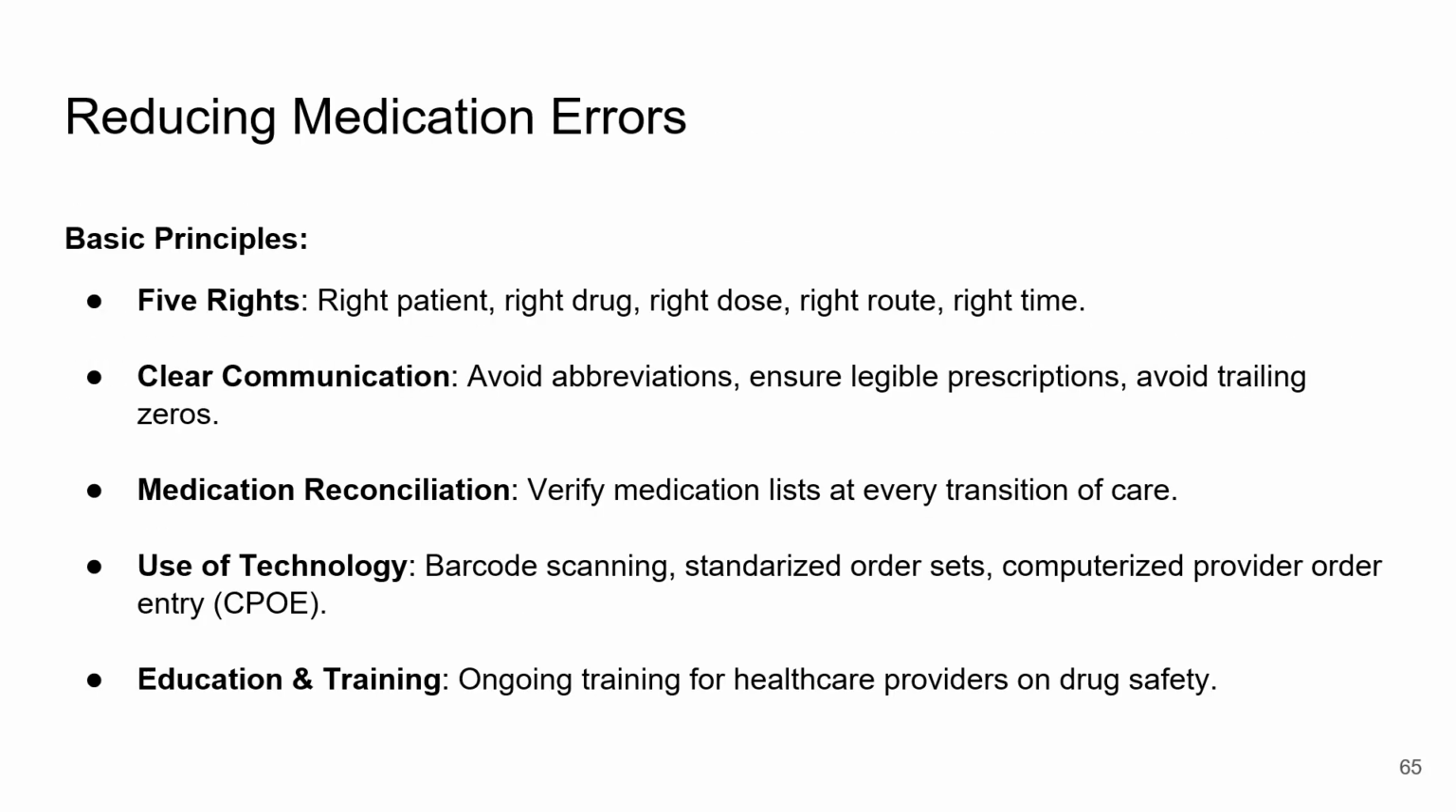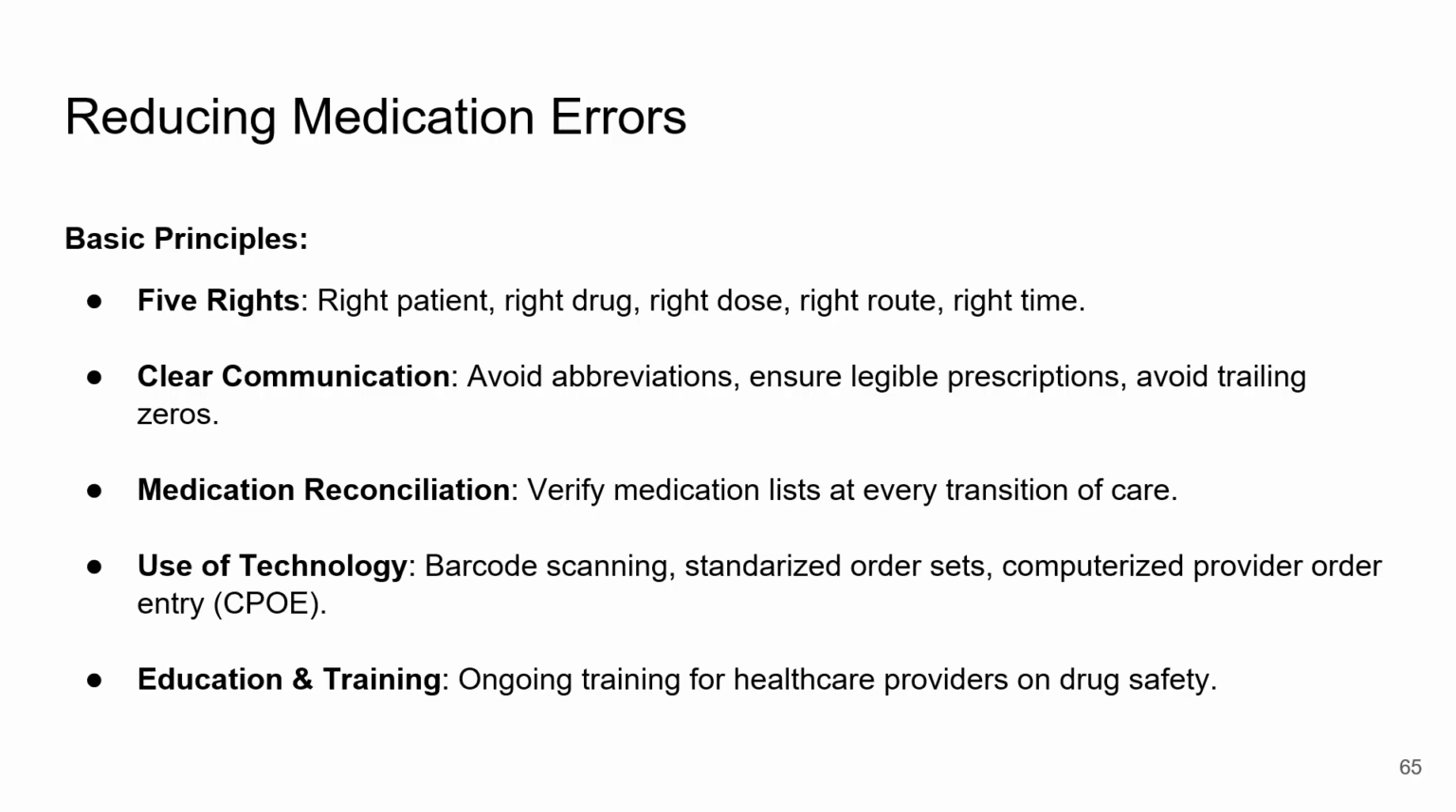Okay, so I want to make sure to highlight the foundational principles of safe prescribing. So the 5 rights. You always want to make sure you have the right patient, the right drug, the right dose, the right route, and the right time. Most medication errors occur when one of these is missed. Clear communication is very important. So avoid unsafe abbreviations. Make sure to write legibly. This is not quite as big of an issue now that we have electronic prescribing. And also eliminate things like trailing zeros that can easily lead to dosing errors.